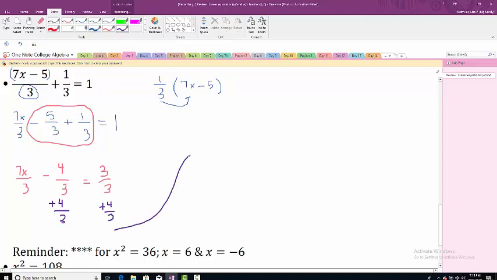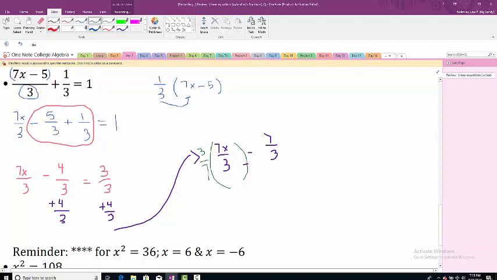So I'm going to take this over here because I'm running out of room. So I have 7x over 3 equals 7 over 3, and now to get rid of the fraction 7 over 3, we can multiply by the reciprocal, which is 3 over 7.